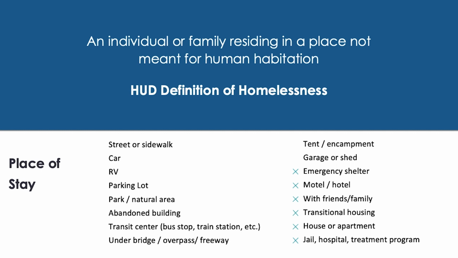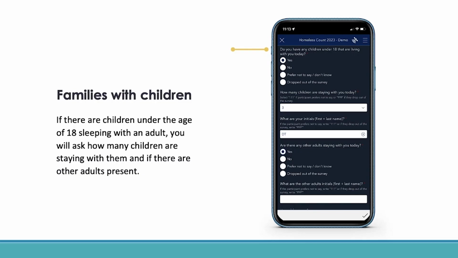After the place of stay question, you'll be prompted to ask about children. If an adult participant responds yes to this question, you will ask the total number of children that are staying with them and if there is another adult present. If there is another adult present, you will ask for their initials, which will help our data analysts link the two surveys together on the back end.